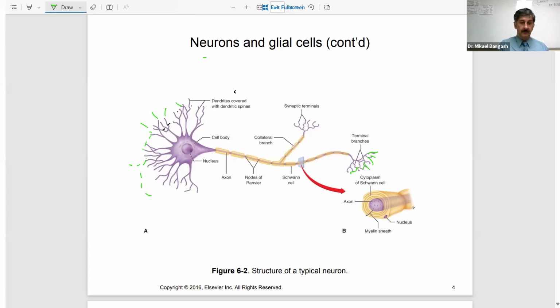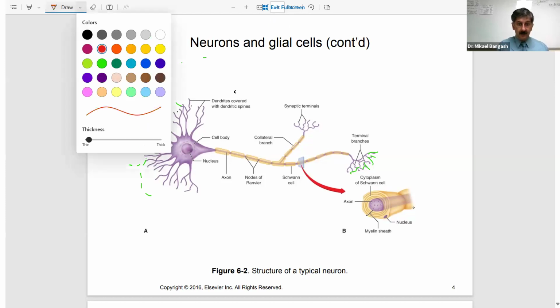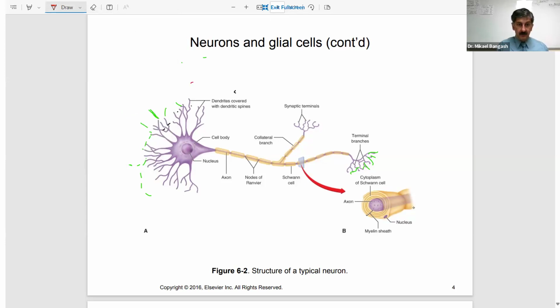So between a nerve that brings the signal to one of the dendrites, and the dendrites of this neuron here, is going to be a synapse. If you guys remember, we said a synapse was a point where two nerves meet. That would be a synapse. So we had a presynaptic neuron and a postsynaptic neuron.